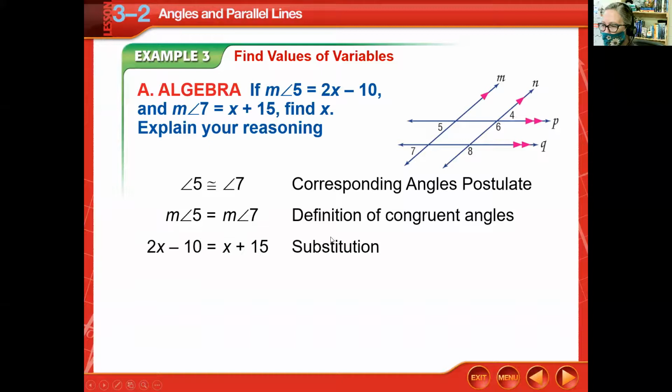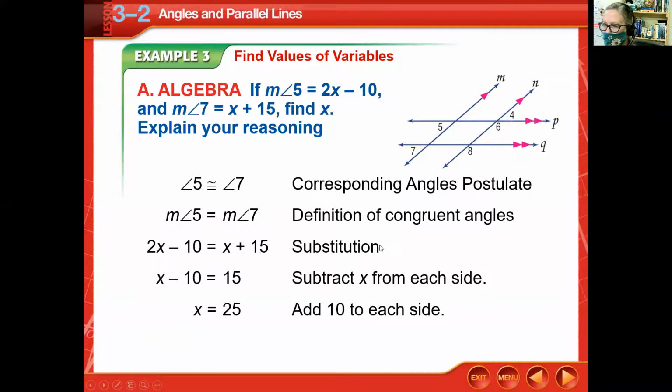So then you just do the algebra, and I'll click through that because you can always slow down and rewind if you're not sure how to do the algebra from there to there. It just said to find X and to explain your reasoning. Okay, so they explain the reasoning step by step. You could do it that way if you want to, or you could do it all at the end.